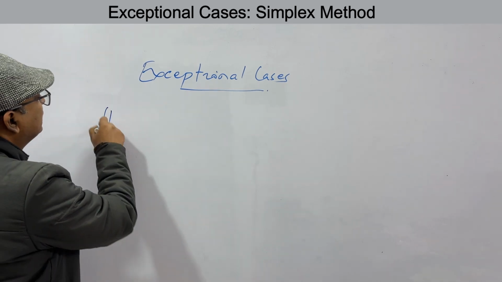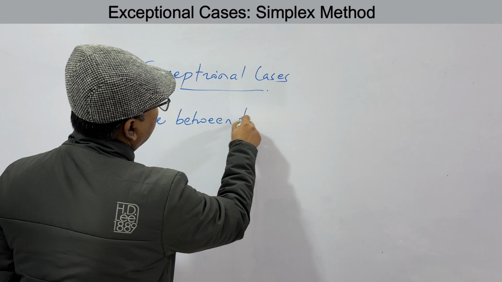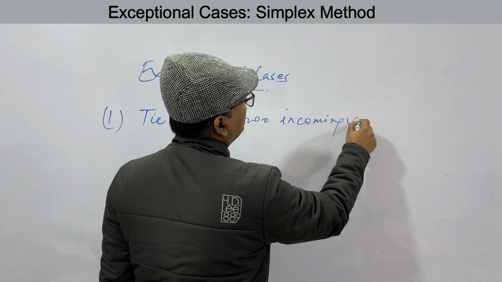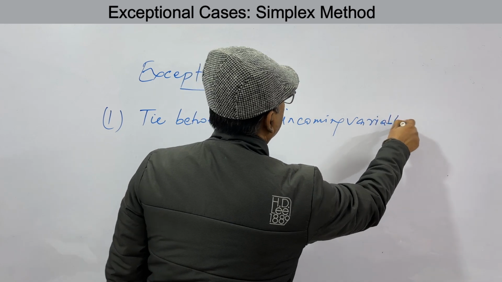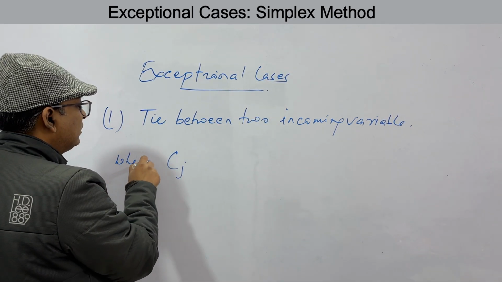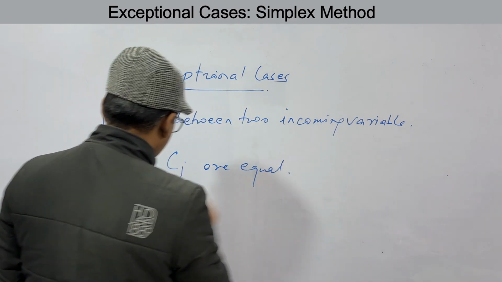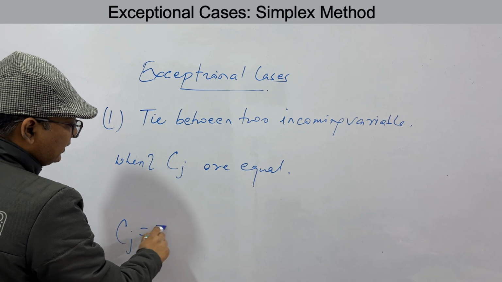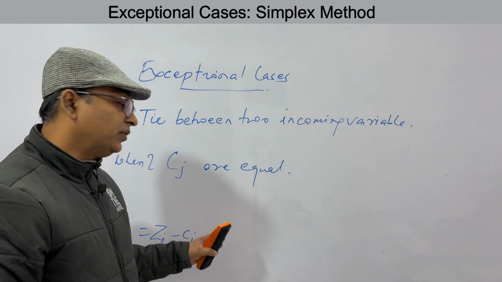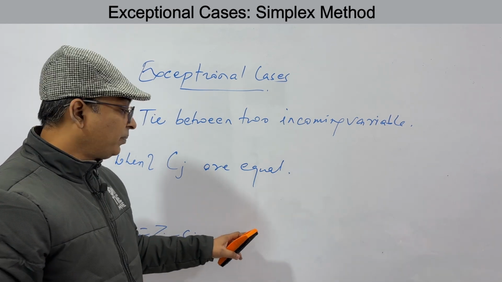First is the tie between two incoming variables. See, when will you have this tie? When two or more Cjs are equal. See, here what we do, Cj, that is Zj minus small cj, we calculate it, and what do we choose? We choose the value of Cj which is maximum positive.